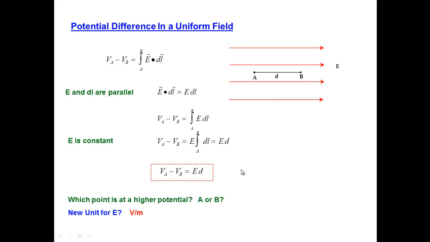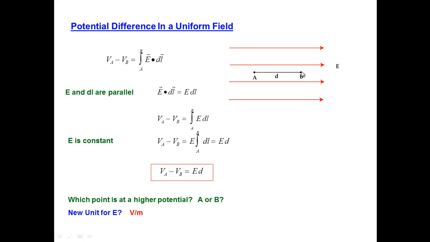Now the question that arises is, which point is at a higher potential? And you have some homework problems that ask this very same question once you're done with the calculation. So you can see, well, the right-hand side of this result is positive because it only depends on the magnitude of E and the magnitude of d, and those are both positive numbers. So that means VA is higher than VB, therefore A is at a higher potential than B.